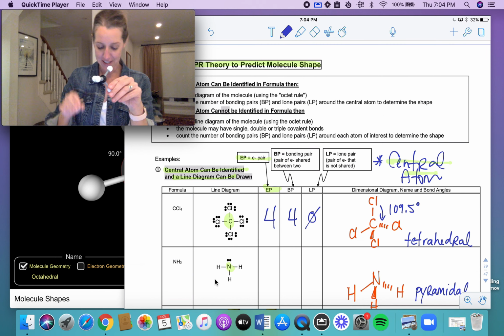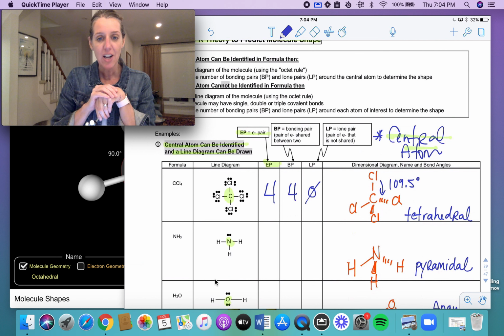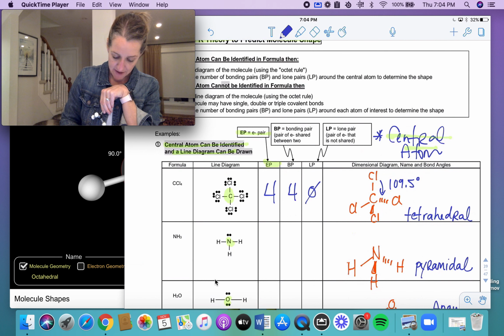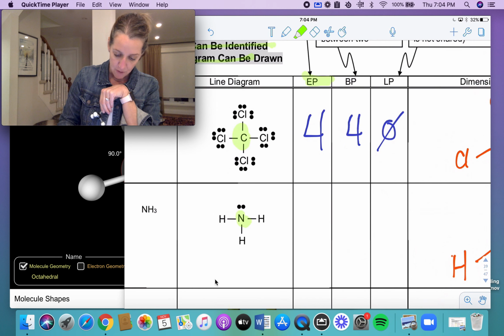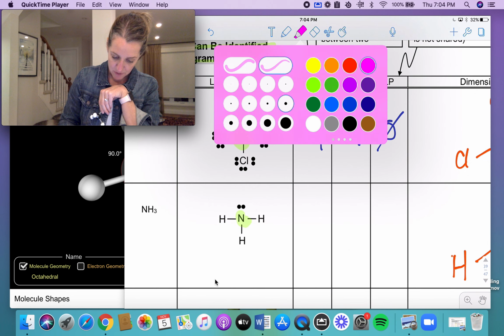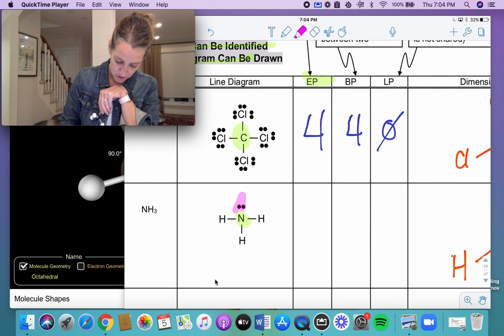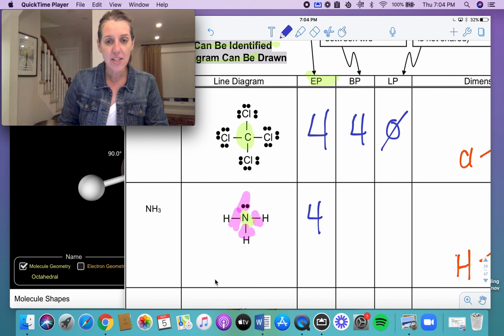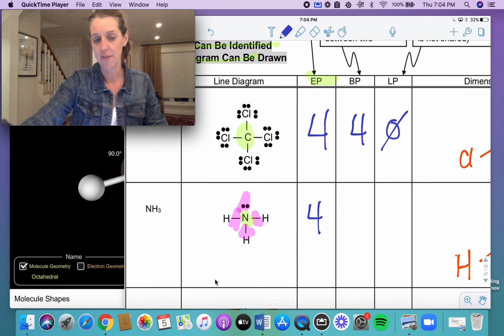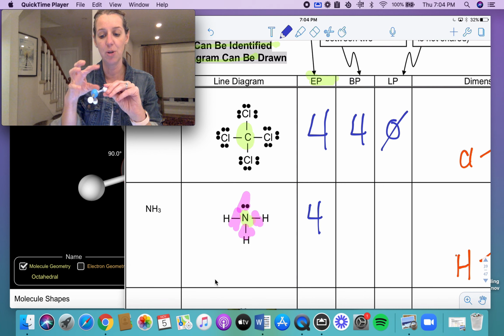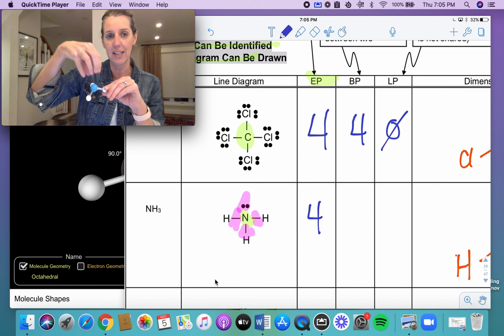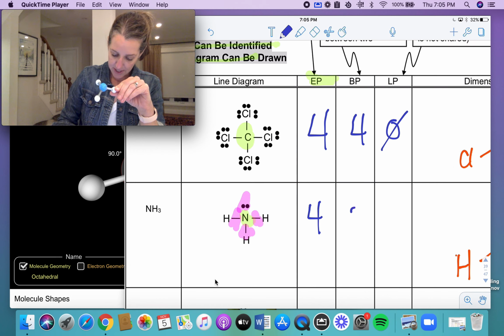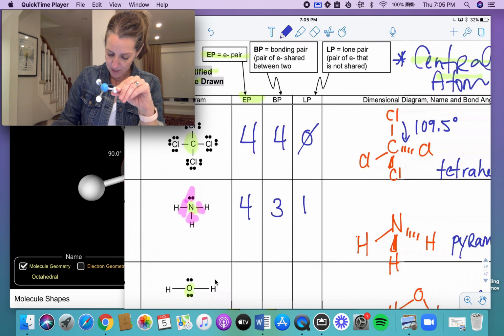Now, what happens if I move to the next one, where around nitrogen, I have 4 things that are around it. Let's change my highlight here. 1, 2, 3, and 4. 4 electron pairs. How many are bonded and how many are lone? And I even have one of these right here. You can't see the lone pair of electrons, but they would be here in a big cloud. 3 are bonded. 1 is lone. How do I draw that?